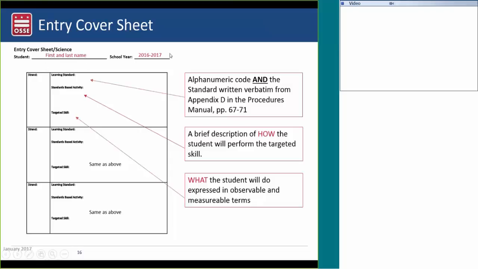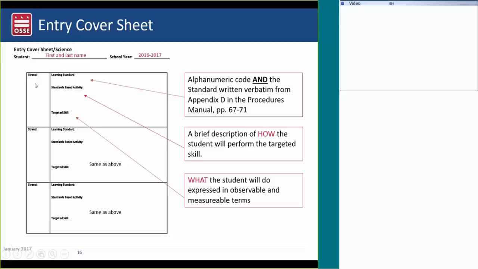School year. In every one of these blanks for school year, for this assessment year, you will write in 2016-2017. Don't write just one year. Don't write just 2017. Write 2016-2017. Okay?